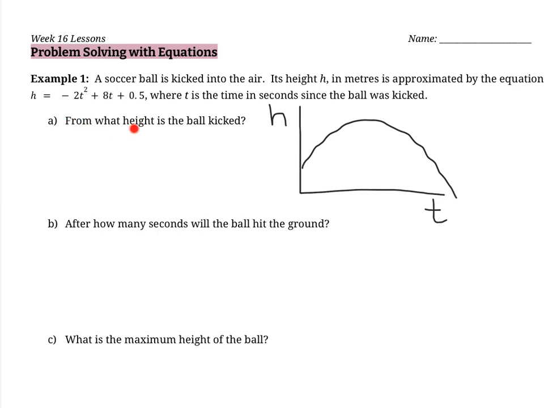It says, from what height is the ball kicked? So where in this parabola is the ball kicked from? It's kicked right from here. So let's put a big dot here. This is the point where we're looking for. That's the point that it kicked from. And the question is, what is this height?